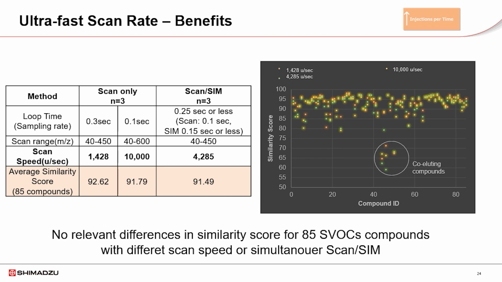As a result of the similarity score comparison, we cannot see any differences between those method results. Even using a faster scan speed or scan and SIM simultaneous analysis, the library search similarity score is the same across all the methods. The right graph shows the similarity scores of all compounds. Some of them show lower values because of co-eluting compounds. However, almost all compounds show great results.